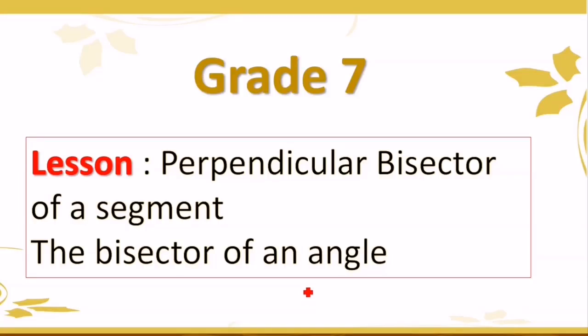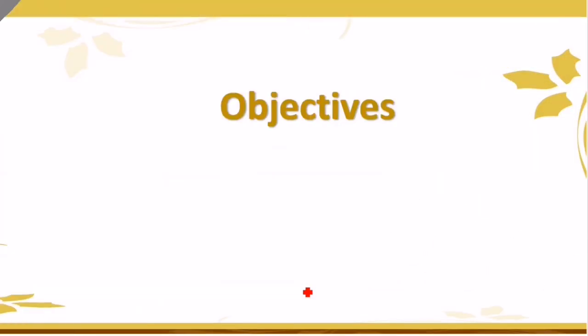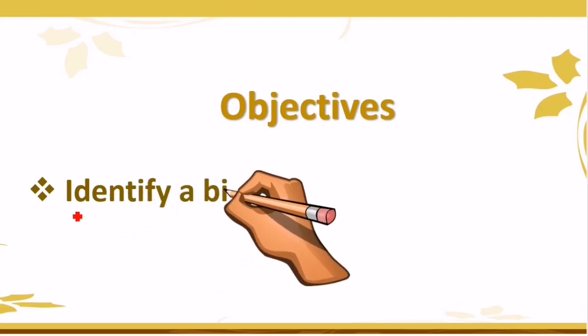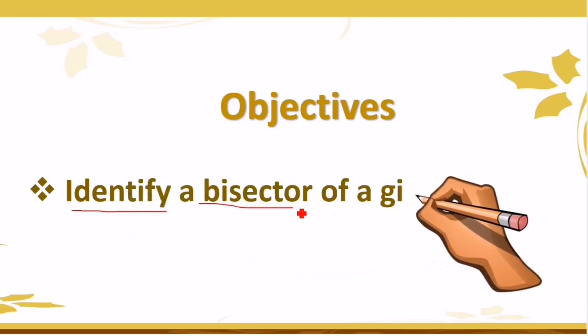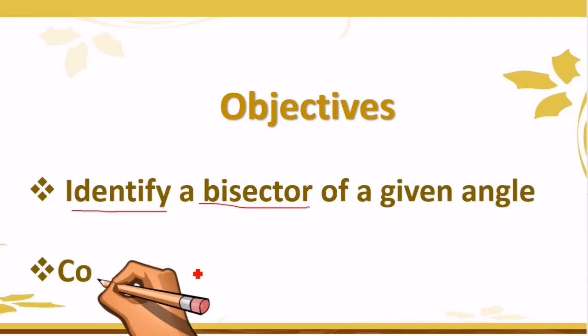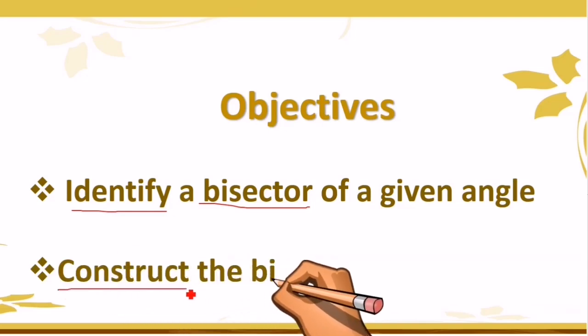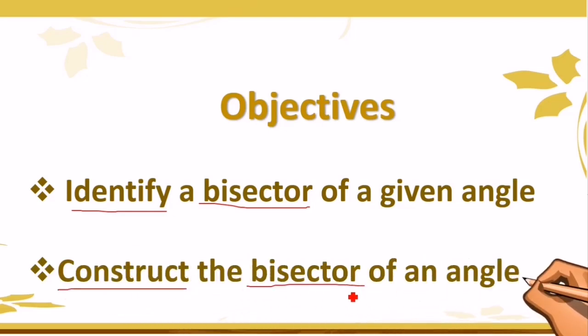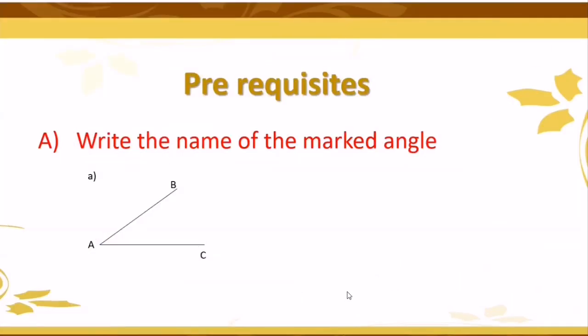Hello, grade 7 students. Our lesson for today is the perpendicular bisector of a segment, the bisector of an angle. In this lesson, you're going to learn how to identify a bisector of a given angle and how to construct the bisector of an angle. Let's start as usual by checking your prerequisite.